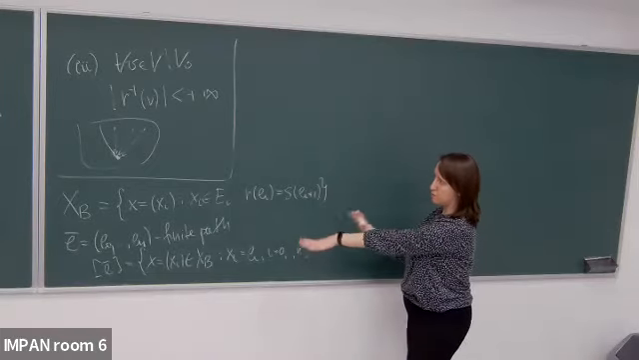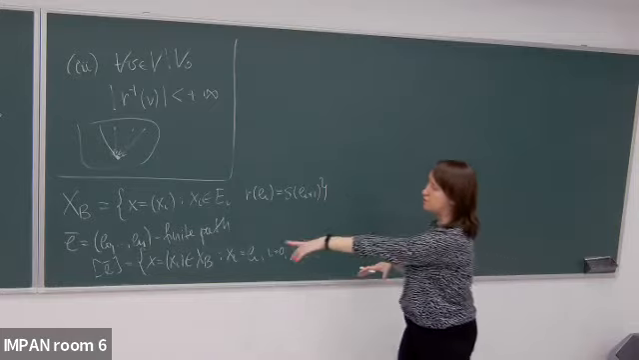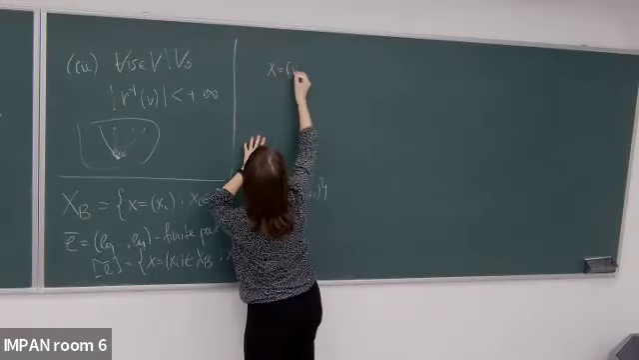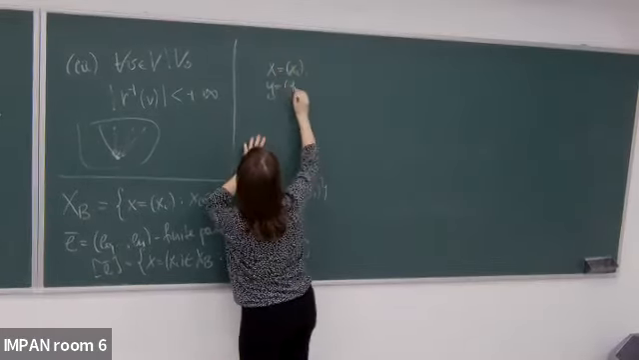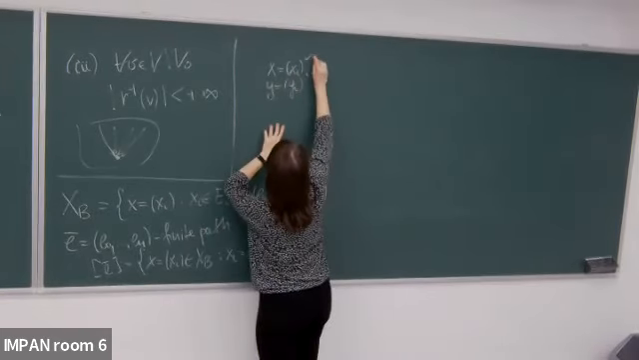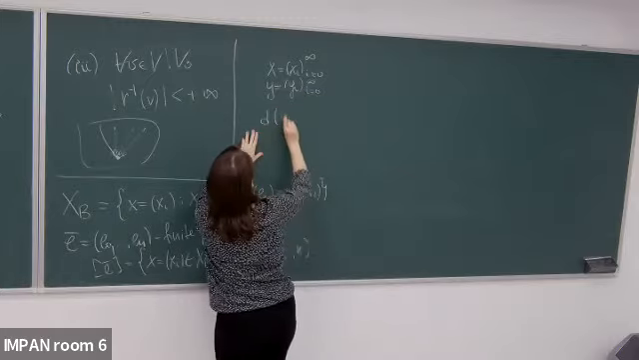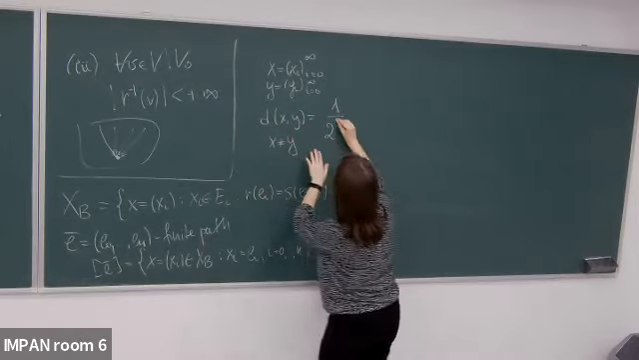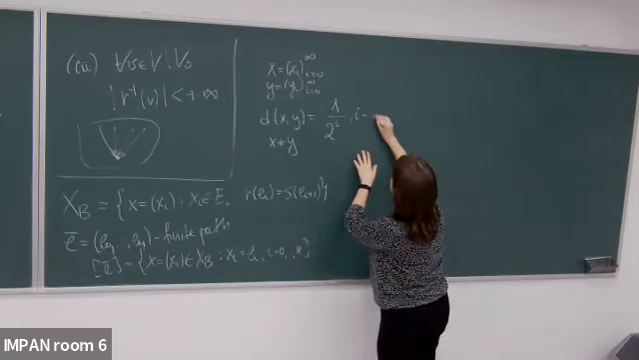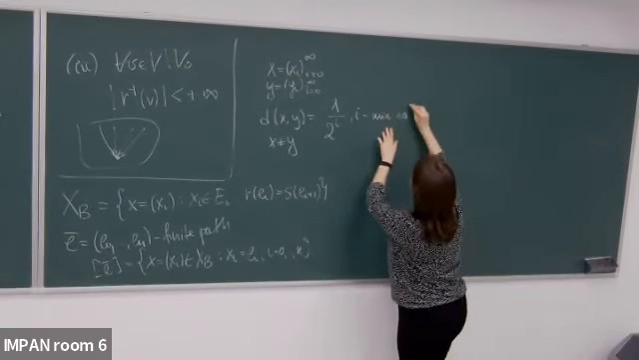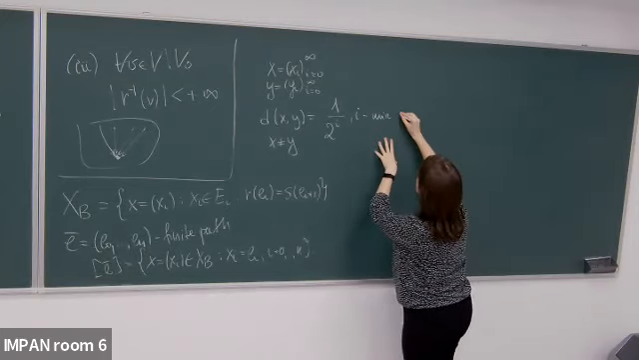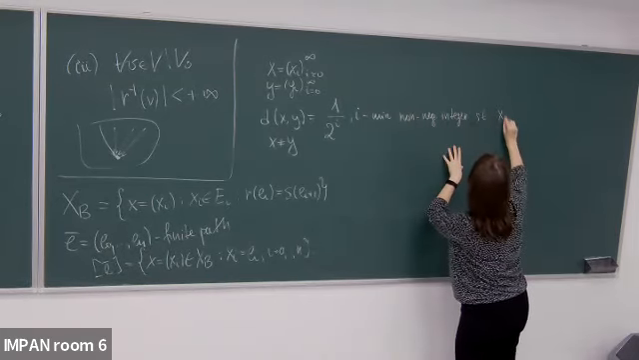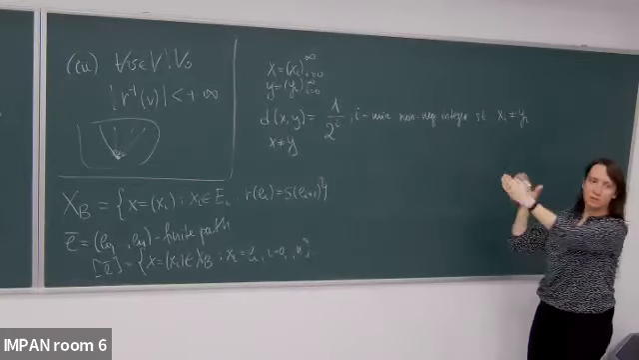With this topology, there is a metric which generates it, the same as for standard diagrams. For two infinite paths x and y, we say that the distance between x and y, for two different paths, is 1 over 2 to the power i, where i is the minimal non-negative integer at which x and y are different. So this is an ultrametric.